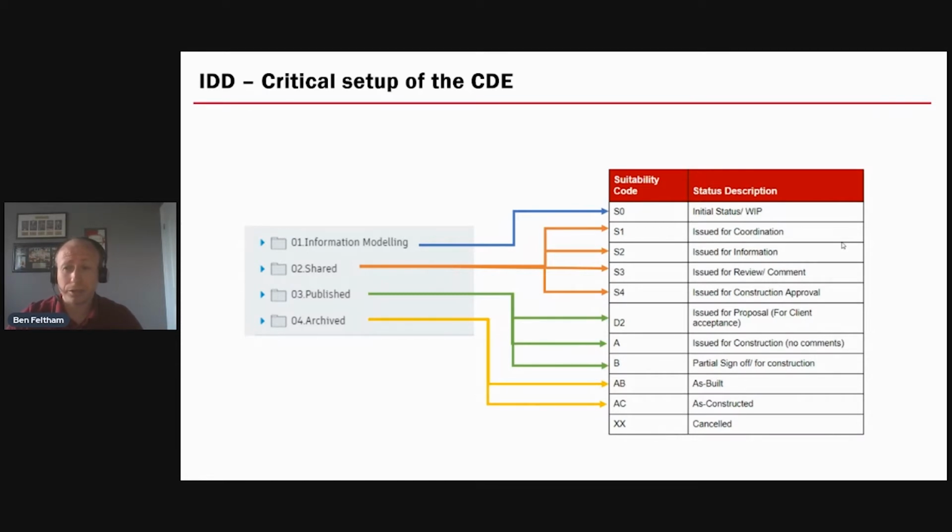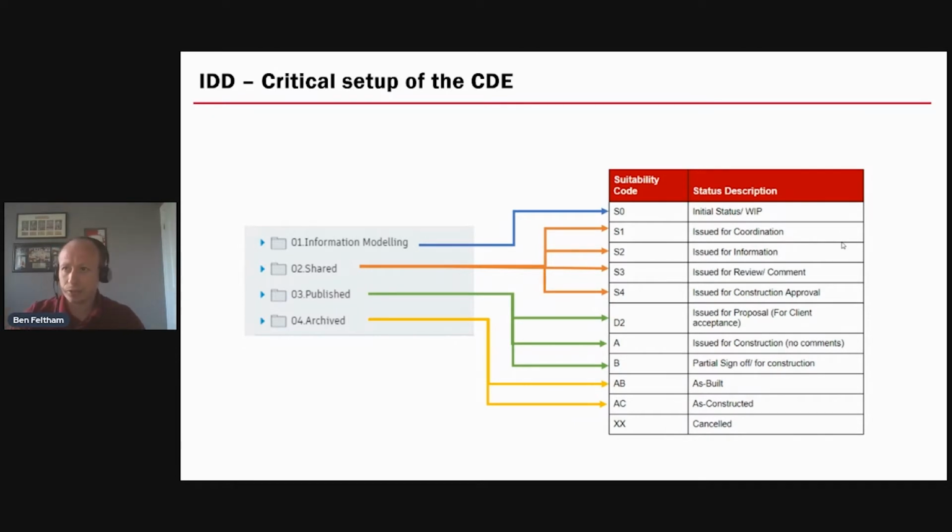Obviously, when it's work in progress, we had the S0 suitability code. For the coordination and information review process, when the information was shared, we used an S1 to S4 process. Then when we got to published, that's when we issued to the client, and when a file got formally signed, it was issued for construction, or partial sign off, where things might not necessarily have been signed off fully, but we could cloud that on a drawing or identify that in the model. And then obviously when we get to archive, that's the as-built process and handover.